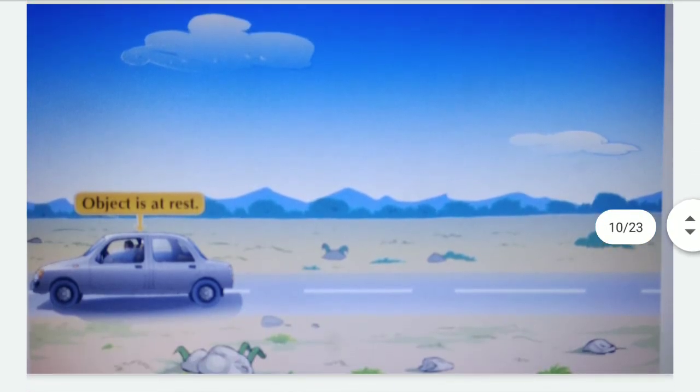If that car is stopped, then we must say that the car is at rest position. That is, the object is at rest.